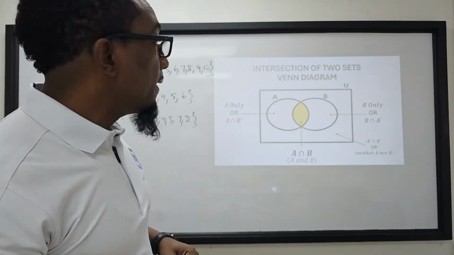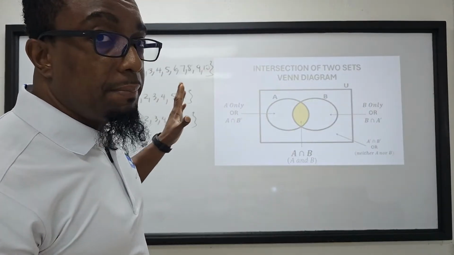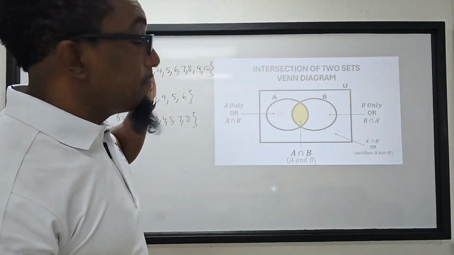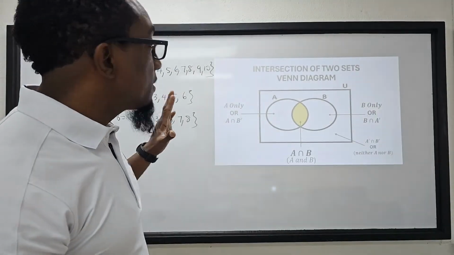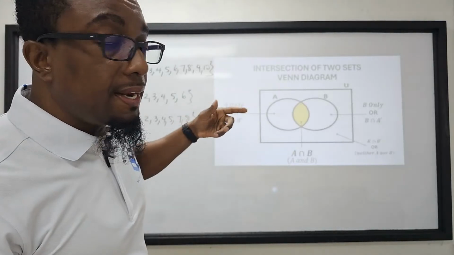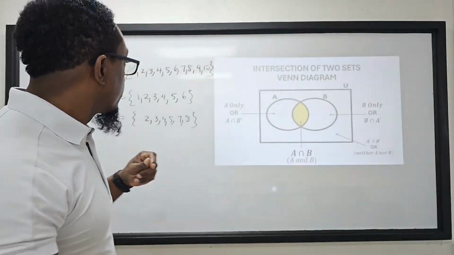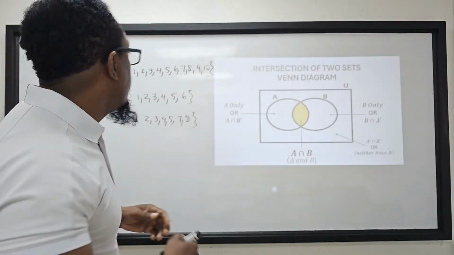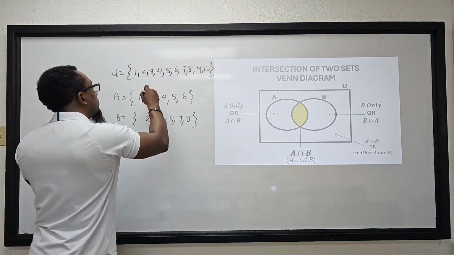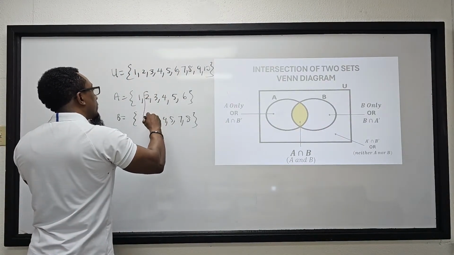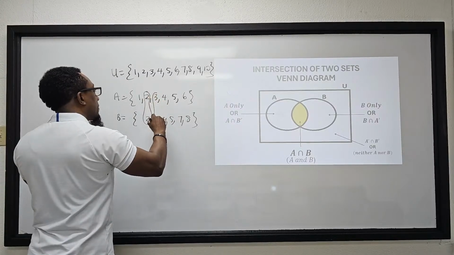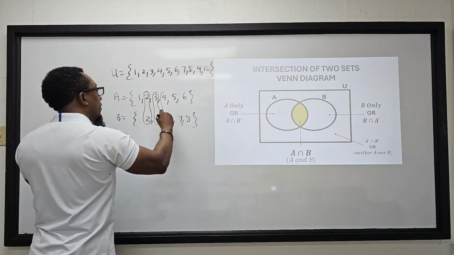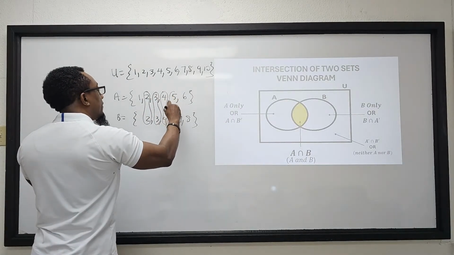So two subsets A and B, and they want us to represent this information given a universal set, elements from 1 to 10. So they want us to represent this information on the Venn diagram. So what do we do? Again, we look for elements that are common to both A and B. Which elements are common? We have 2, 3, 4, 5.